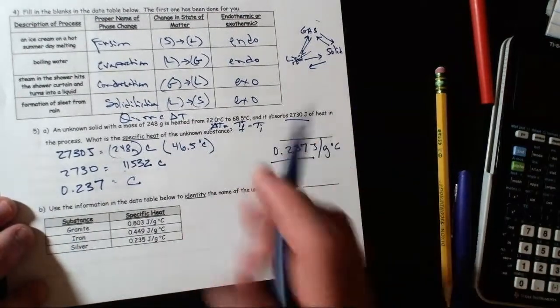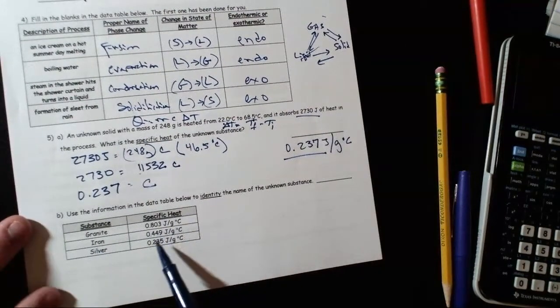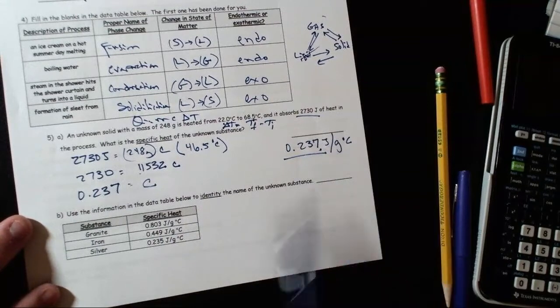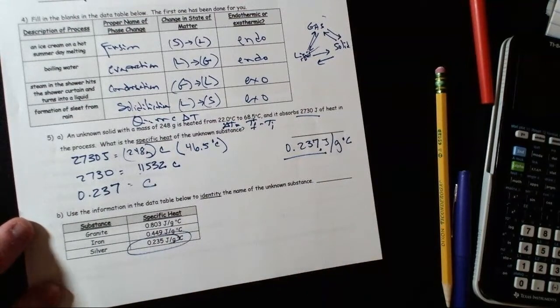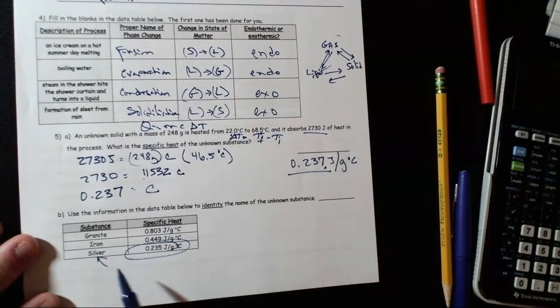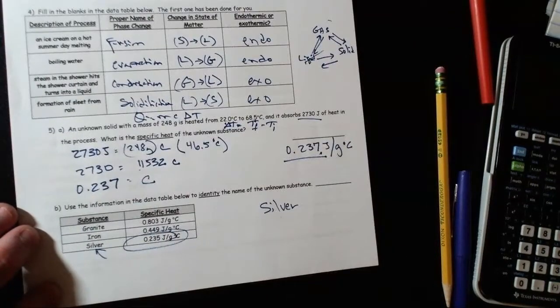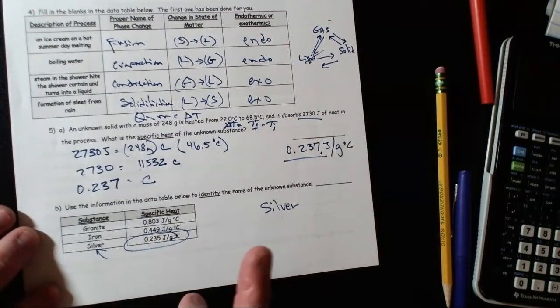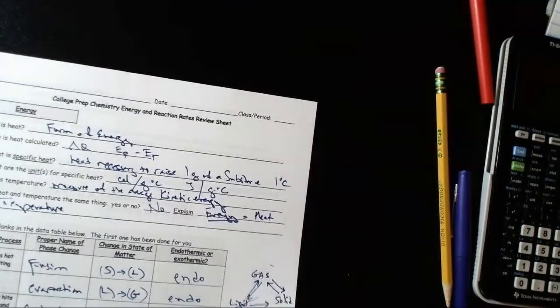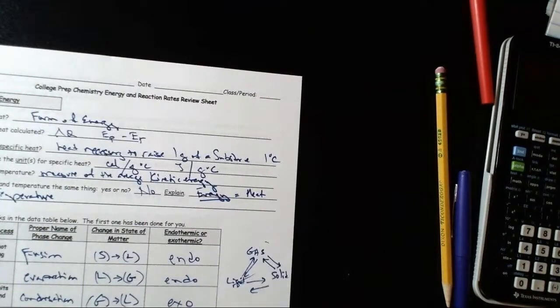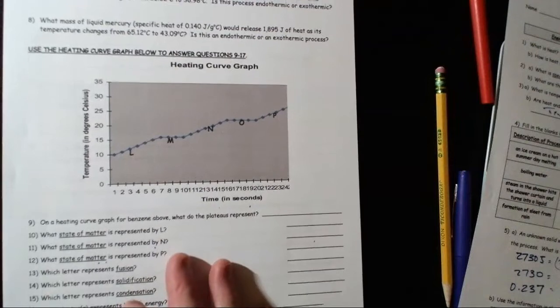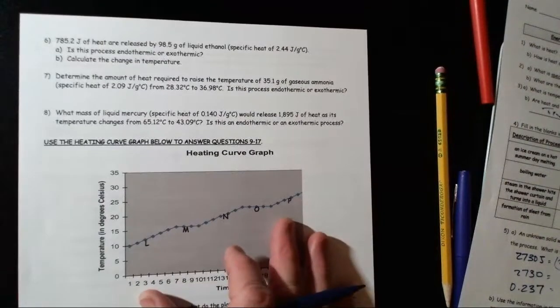So let's look at this chart. Which one of these is the closest to that? Well, that's going to be the closest, which is silver. So our unknown substance here is most likely silver, because that's the closest that we could come to that. Continuing along, let's continue this type of problem.